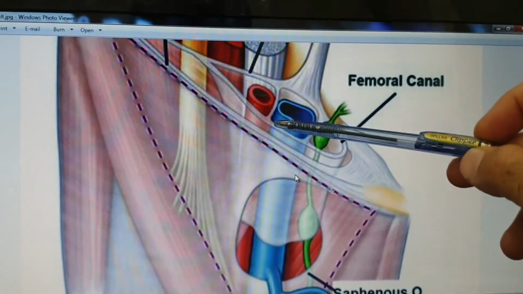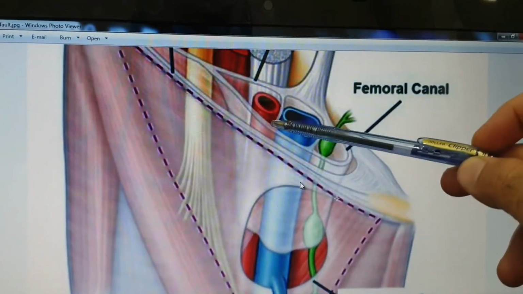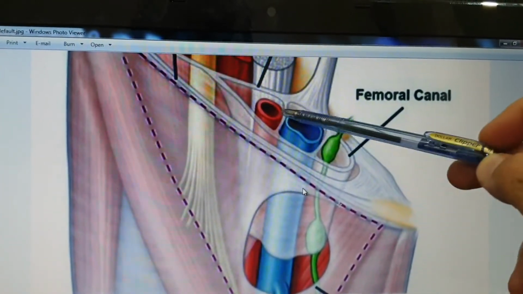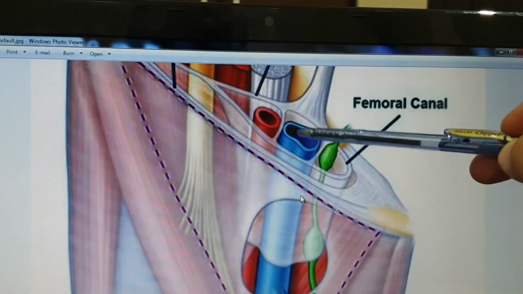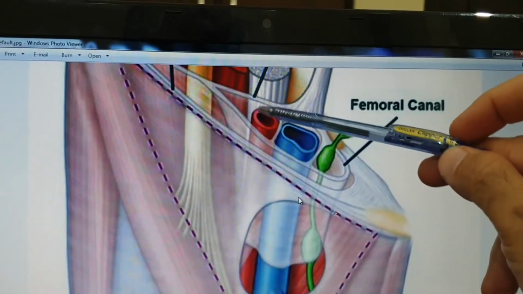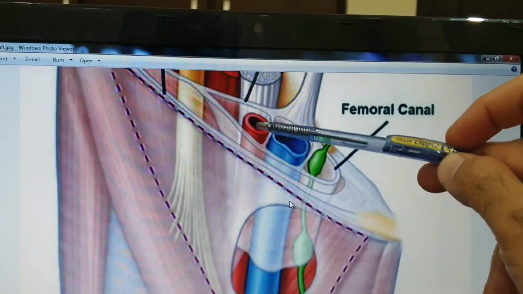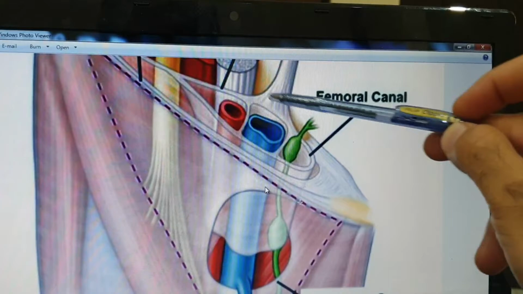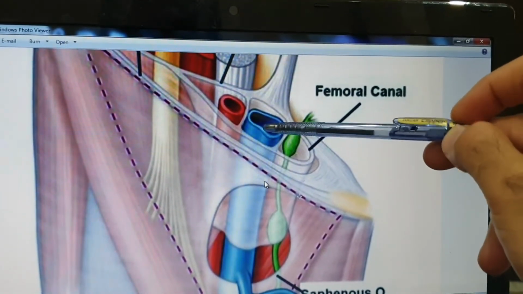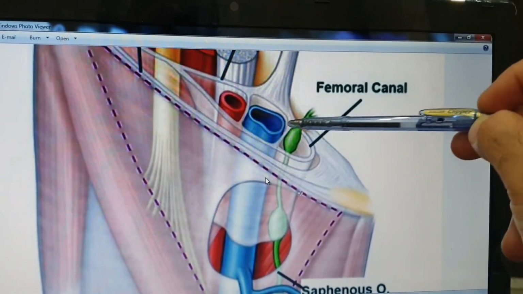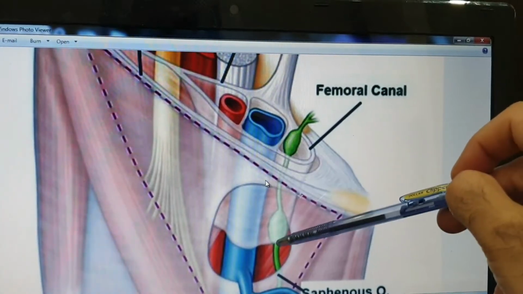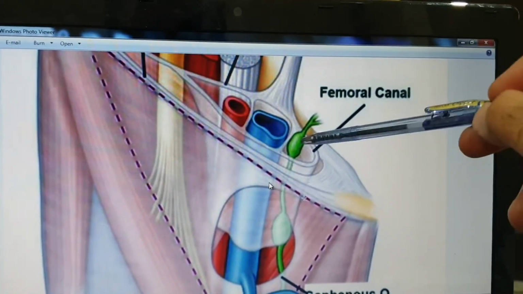So between the anterior and posterior walls of the femoral sheath there are two septa. These septa divide the femoral sheath into three compartments. The most lateral compartment is the arterial compartment, which contains the femoral artery. The middle compartment is the venous compartment, which contains the femoral vein, and the most medial compartment is also called the femoral canal, and it contains lymph nodes.